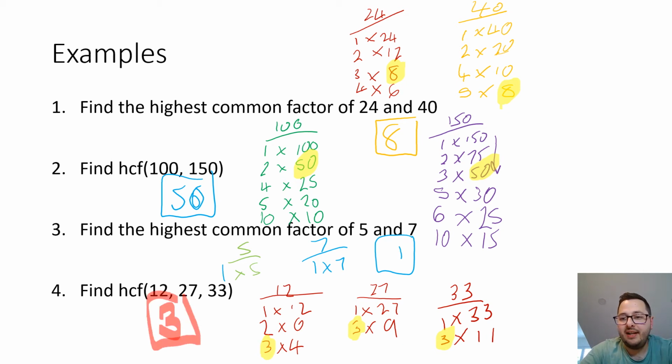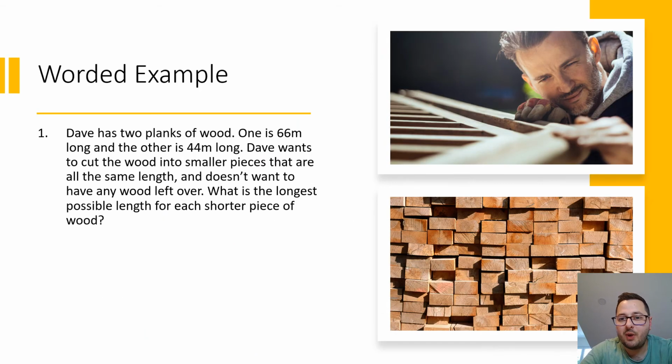Okay, so finally, let's just have a look at a couple of worded questions. So here we've got Dave. It says Dave has 2 planks of wood. Lucky lad. One is 66 metres long and the other is 44 metres long. Dave wants to cut the wood into smaller pieces that are all the same length and doesn't want to have any wood left over. What is the longest possible length for each of the shorter pieces of wood?